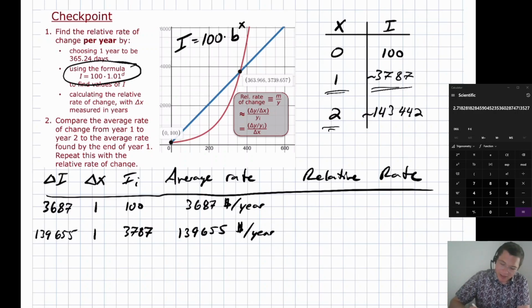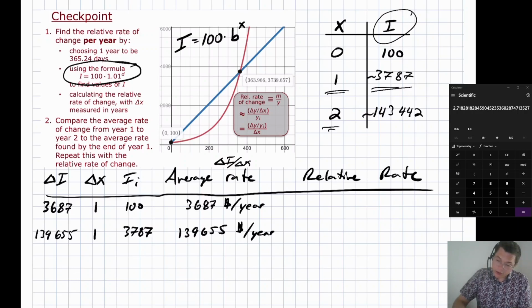Now, I then made a table at the bottom. You don't have to do it this way, but it's the way that I was thinking of it. I wanted to figure out delta I, because my average rate is my change in y over change in x. My y variable, or my dependent variable, is I, so delta I over delta x is going to be my average rate of change.